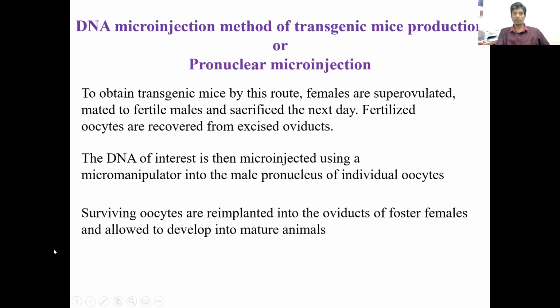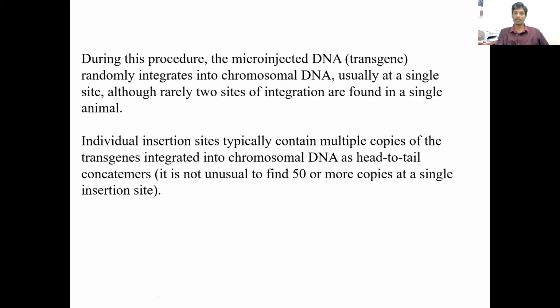Okay, so the surviving oocytes, that means not many will survive because you are poking the cell, which is very delicate. Just a cell membrane is there, so it's not so easy. And whatever oocytes survive are re-implanted into the oviducts of foster females. As I told you in the last class, it needs to be re-implanted into the uterus of a different mouse, which we call a foster female.